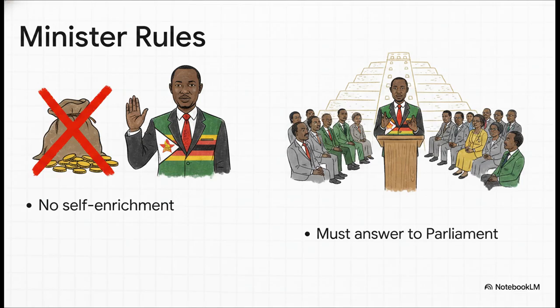Ministers and vice presidents absolutely cannot use their government jobs to create personal wealth for themselves or their friends. They have to act honestly. Plus, they must regularly go to Parliament to answer questions from the people's representatives. They literally have to stand up and explain what they're doing and why.